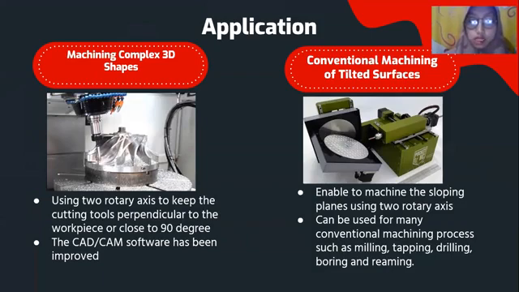The second is conventional machining of tilted surfaces. The five-axis machines are not always used for 3D work. Their two rotational axes enable them to machine sloping planes, a frequent requirement that the three-axis machine cannot meet. They can be used for many conventional tasks such as milling, boring, reaming, tapping, and drilling, where the task axis is not normal to the machine table.